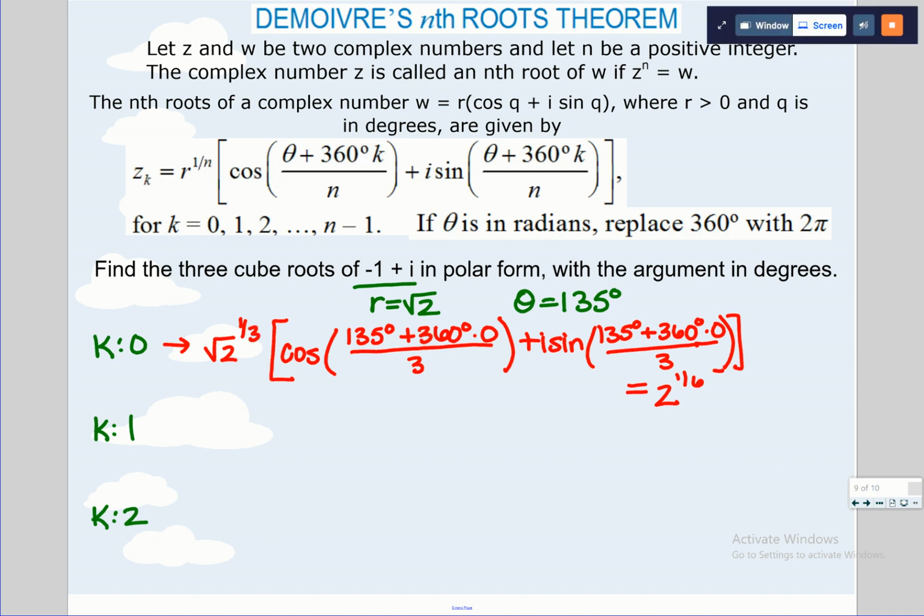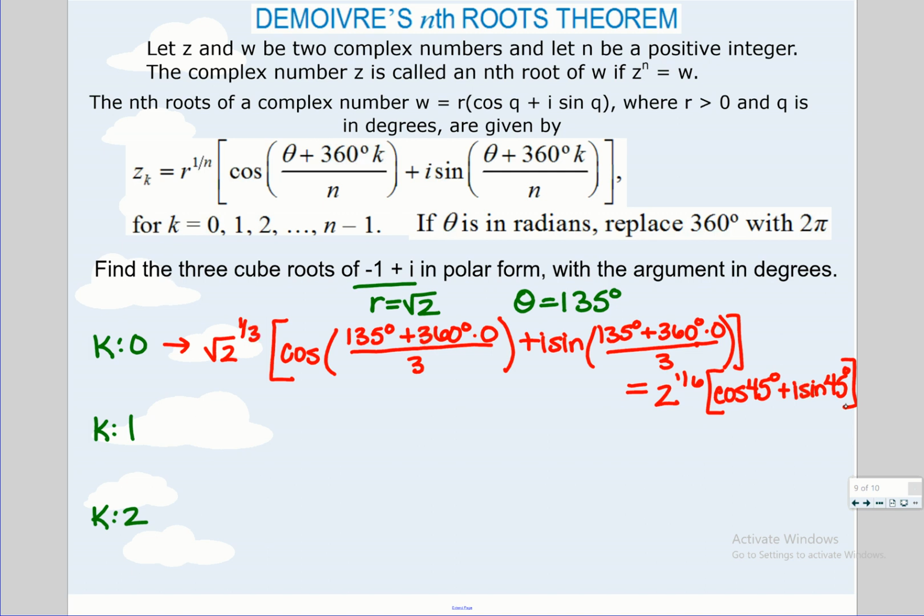Then I need to figure out what that angle is. You can use your calculator for this. Do the 135 plus 360 times 0, that's just 0. So 135 divided by 3 is going to give me 45. Plus i sine 45, and that is your first cube root in polar form, argument in degrees.